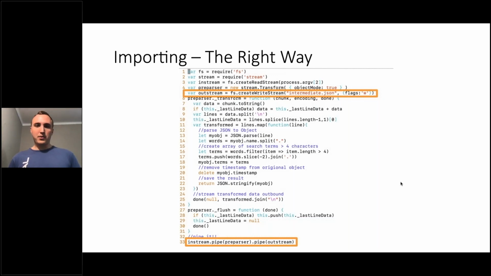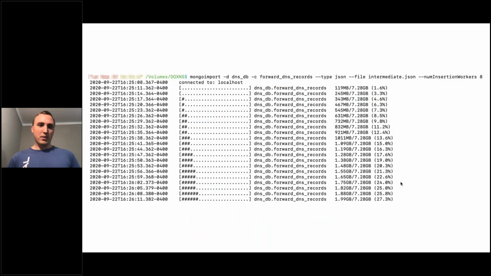The reason we write out to a file is because Mongo has their own tool for importing large data sets. So use mongoimport in order to pull any massive data set into Mongo. It's very efficient. It's multi-threaded, so that number of insertion workers is basically the number of threads. It also gives you this nifty status bar and update so that you know how far along you are in the process. And by default, it takes in JSON as its input type.